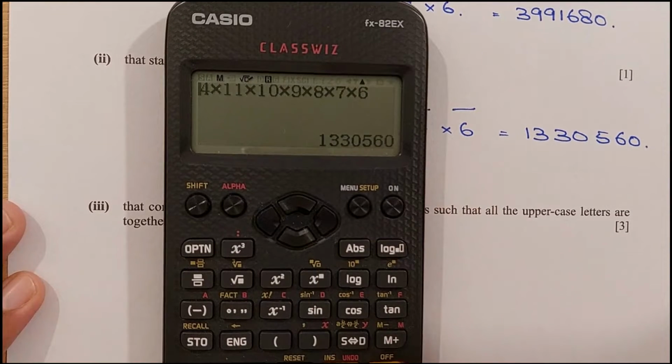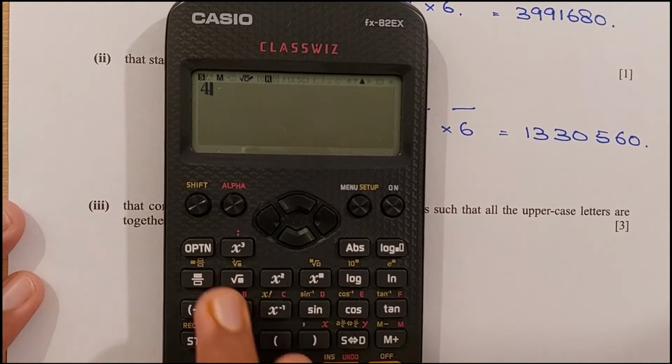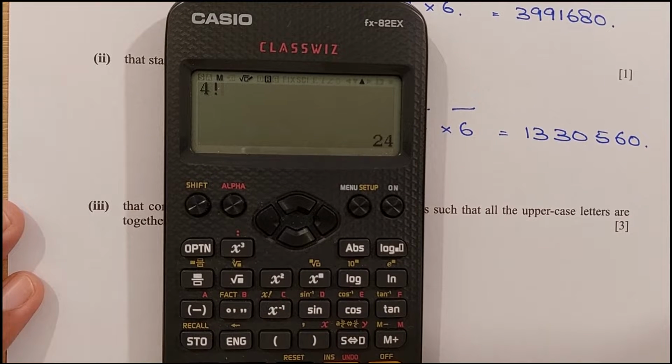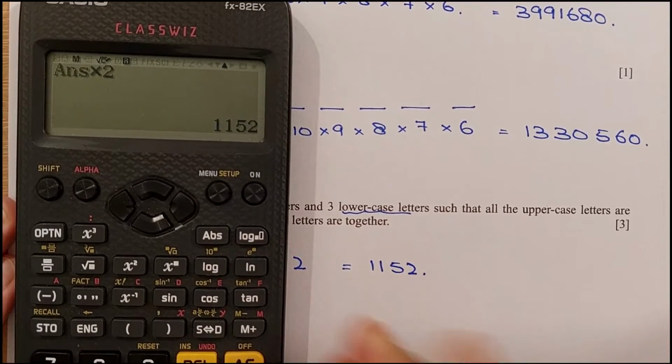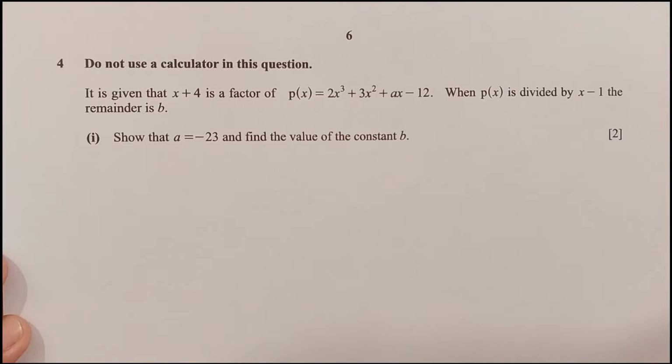Okay, so what is 4 factorial? 4 factorial is 24, so 24 times 24 times 2 is 1152. That is 1152 correct passwords we can make.